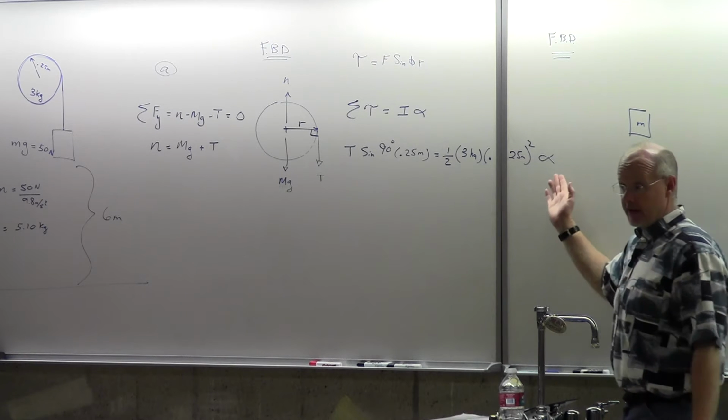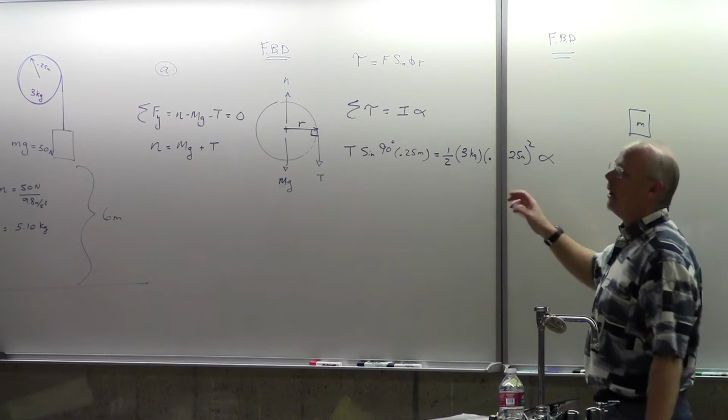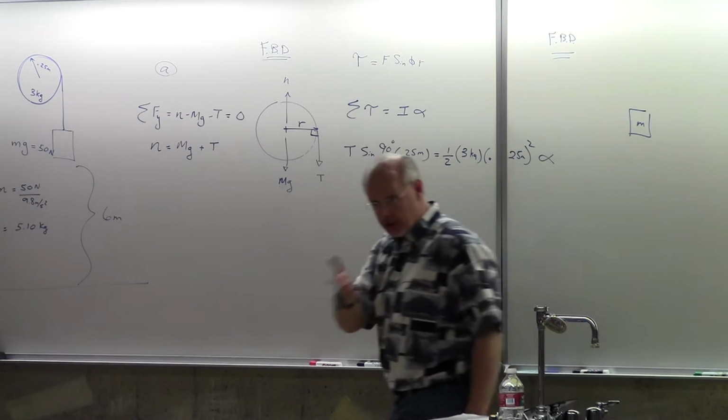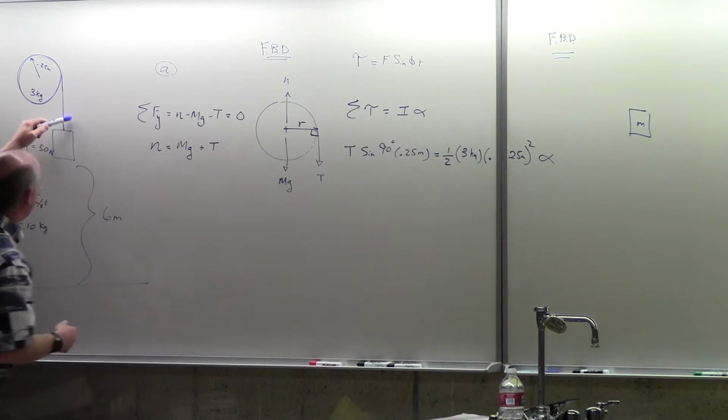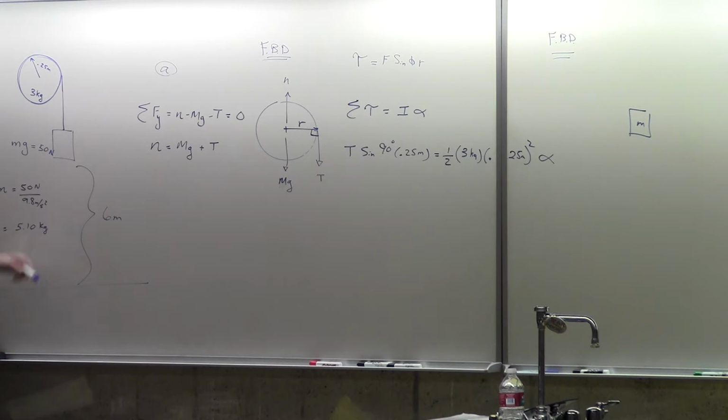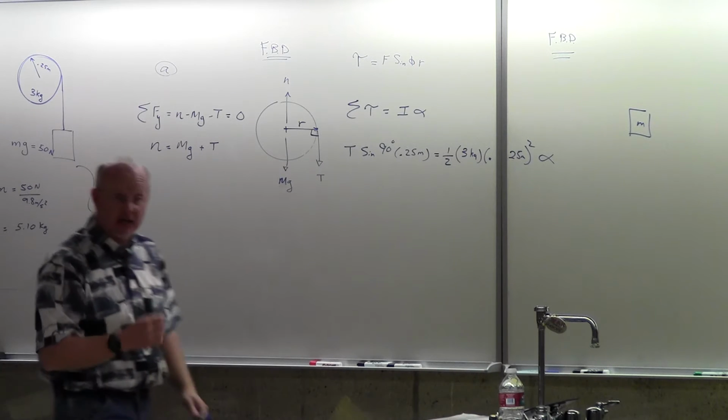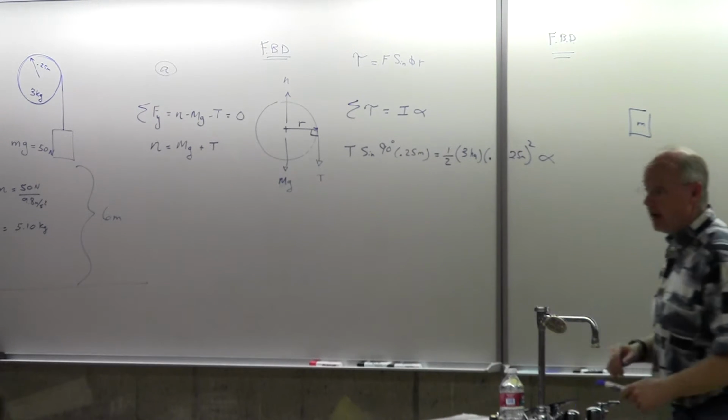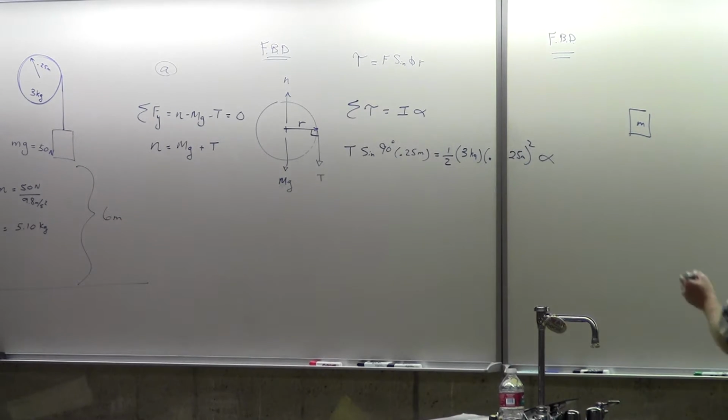We're never really after the angular acceleration, although hopefully you can see that there's a connection between the angular acceleration and the linear acceleration. That's what they're after, this linear acceleration. So more on that in a minute, but let's do the second object. Let's do the free body diagram here. So what forces are on this one?